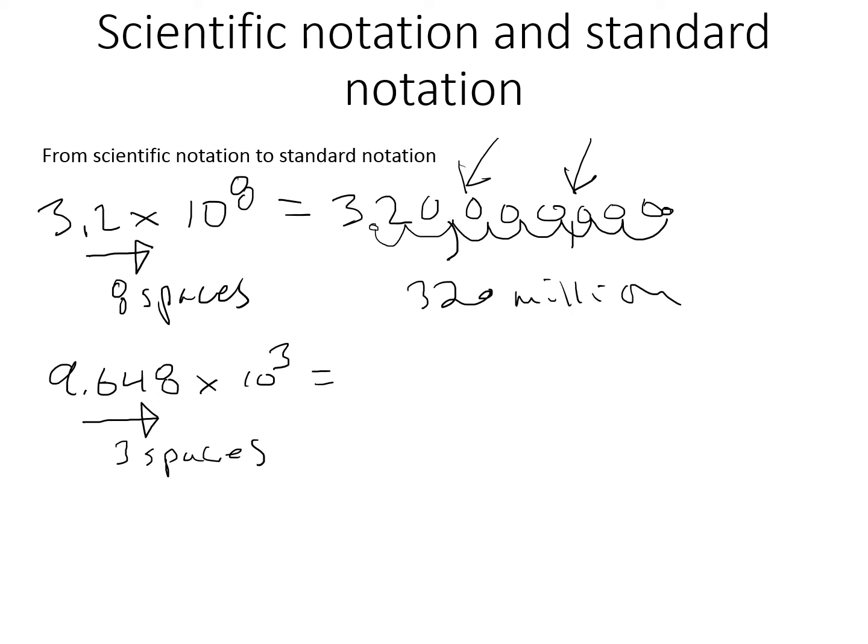9.648, whatever, small number, 10 to the third. That's a big number. So what we should get is a bigger number. So 9.6 is going to grow. 9.648, that's not even 10. And when you multiply it by 1,000, it's obviously going to get bigger. So we're going to take the decimal point that is there, and it's going to go 1, 2, 3. It's there. So now we actually have 9,648. Yay.